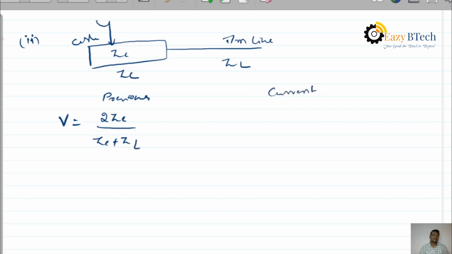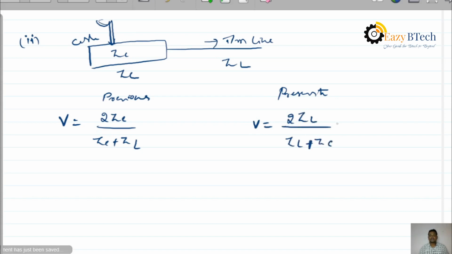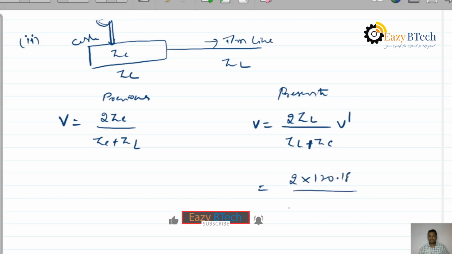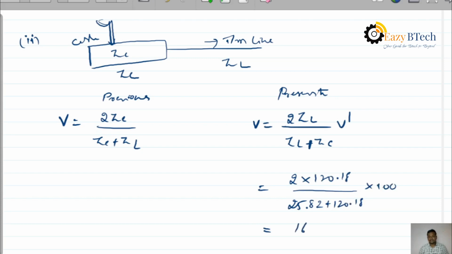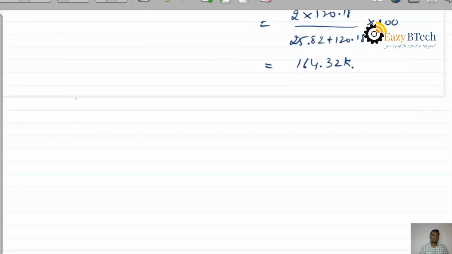For the present case, don't confuse, it is shuffled. ZC becomes ZL and ZL becomes ZC. Keep in mind, because the surge is induced in the cable flowing towards the transmission line, that's why it is 2 ZL divided by (ZL plus ZC) into V dash. Therefore, 2 into 120.18 divided by (25.82 plus 120.18) into 100 gives the transmitted voltage as 164.32 kV.